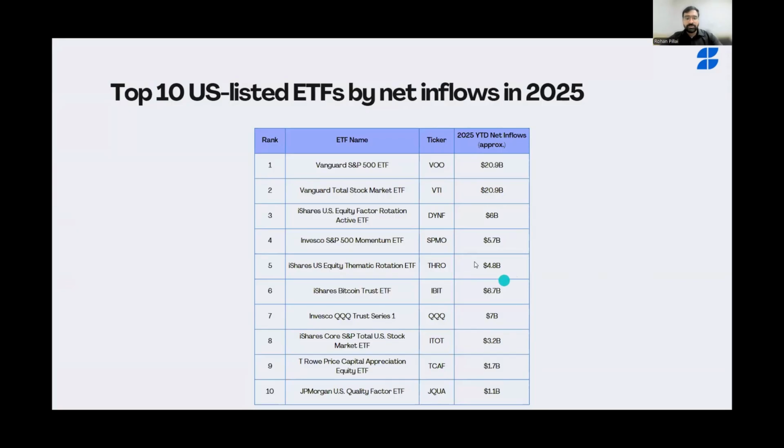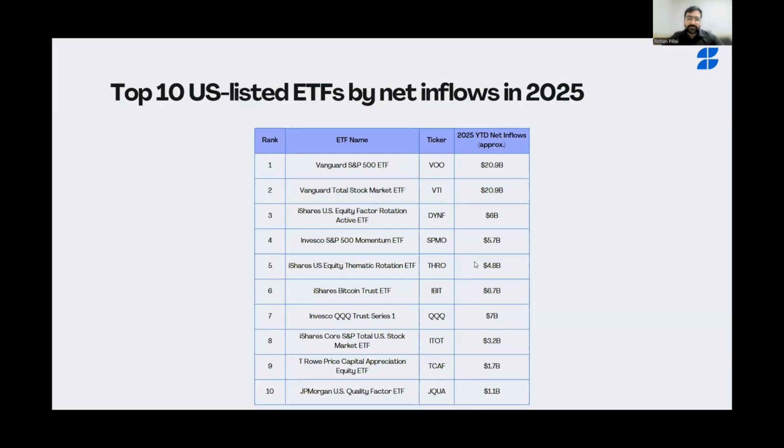You see some of the notable names, like the Vanguard S&P 500, the most vanilla ETF out there, just covering the S&P 500. People are just buying that. Like Bhuvan mentioned, funds are not able to beat the S&P 500, so a lot of money is going into that.